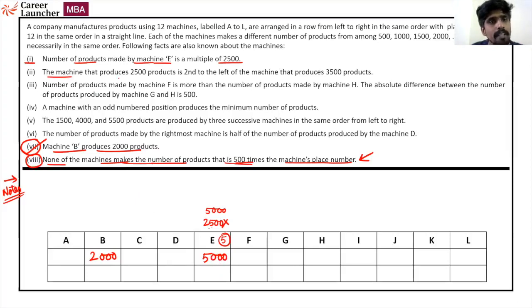What else do we know? The machine that produces 2,500 products is second to the left of the machine that produces 3,500 products. We haven't used this yet.